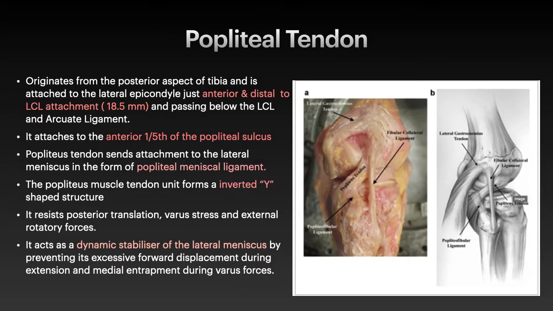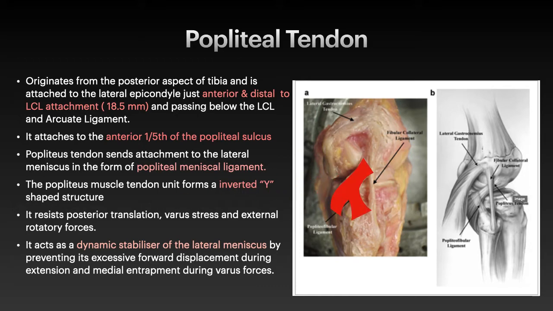The popliteus tendon. It is one of the most important structures of the posterolateral complex. It originates from the posterior aspect of the tibia just above the soleal line and is attached to the lateral epicondyle just anterior and distal to the LCL attachment. It passes below the LCL and arcuate ligament. The popliteus tendon attaches to the anterior-most one-fifth of the popliteal sulcus. It also gives attachment to the lateral meniscus in the form of popliteomeniscal ligaments.